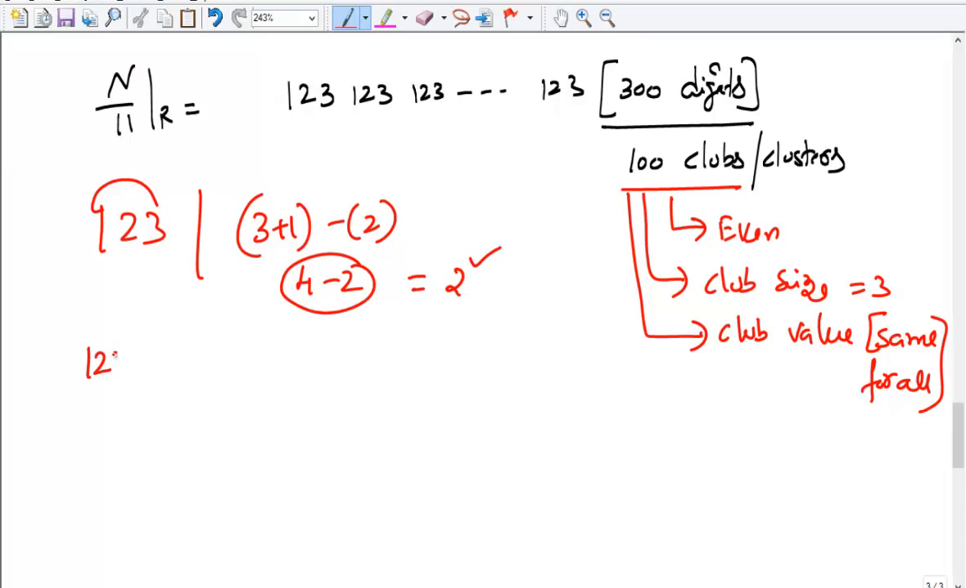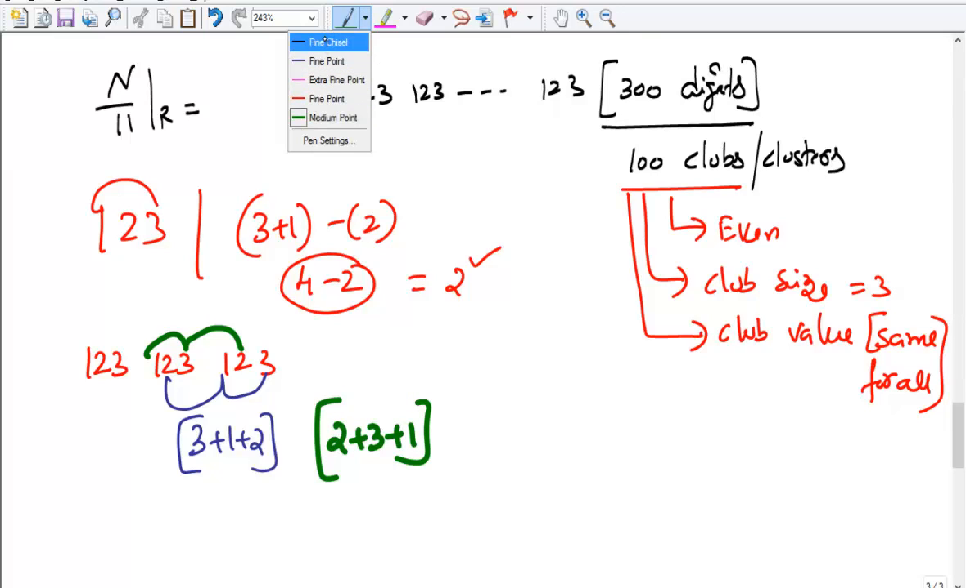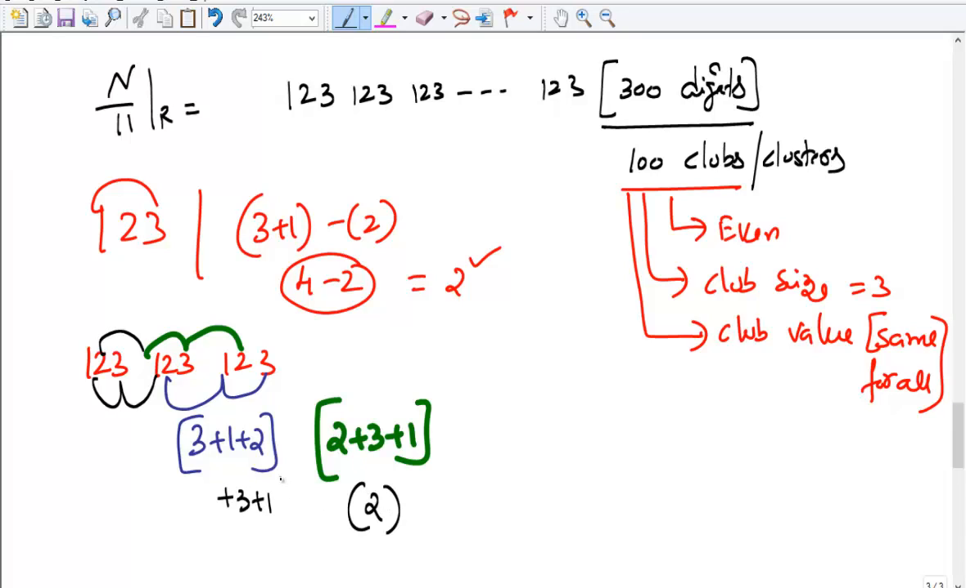Now what happens if we have covered 3 clubs? Do remember here, this one we can write as 3 plus 1 plus 2. I haven't closed this one, that is 3 plus 1 plus 2. The next alternate club is going to be 2 plus 3 plus 1. Now, what we are trying to add to this 2 clubs: for one club, we are trying to add 3 plus 1, and for the other one, we are trying to add only 2. That's what we are trying to do.